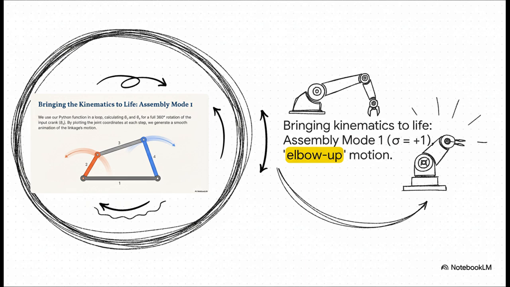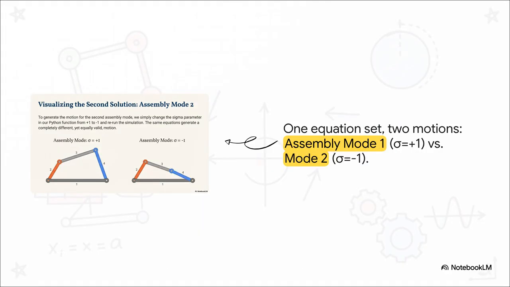Here's our first solution, assembly mode 1, with that classic elbow up motion we talked about. All of this generated from just a few simple lines of code. And what about that second solution our math promised us? You know, the one from the minus sign? Well, all we have to do is flip one single variable in our code, from a +1 to a -1, and run it again. And there it is. The exact same set of equations gives us a completely different but equally valid motion, the elbow down mode. I mean, this is the beauty of it all. The mathematics perfectly captures the dual physical nature of the machine.